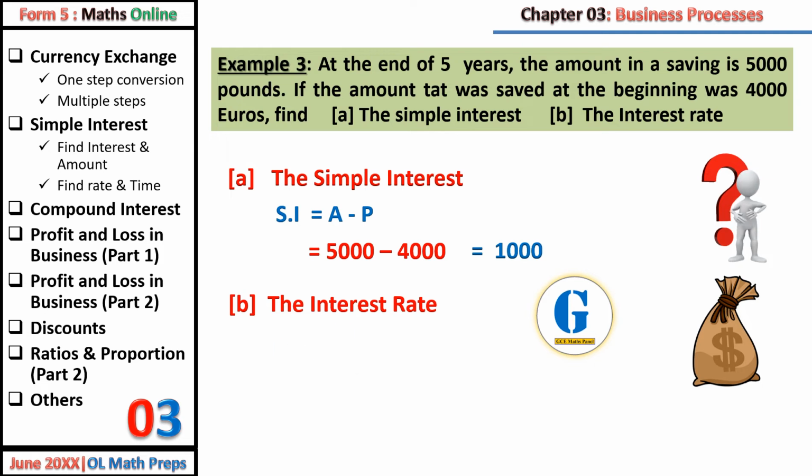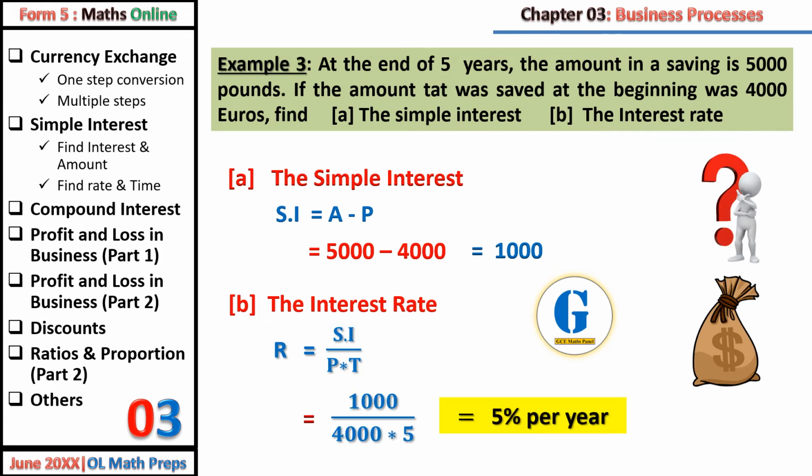B, to find the interest rate, rate is equal to simple interest over principal times time, and that gives us 1,000 over 4,000 times 5, which is equal to 5% per year, since you have been told that the period was in years.